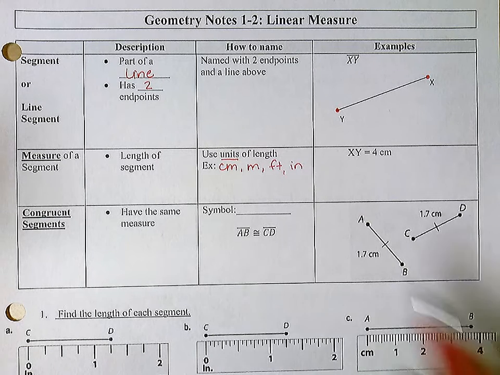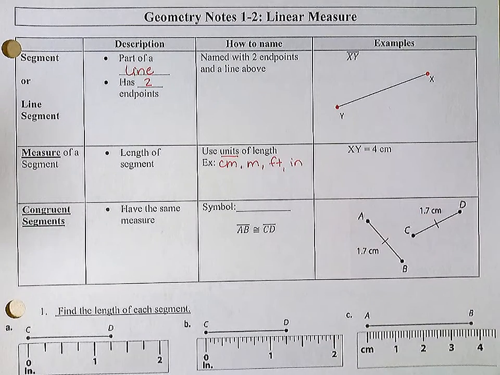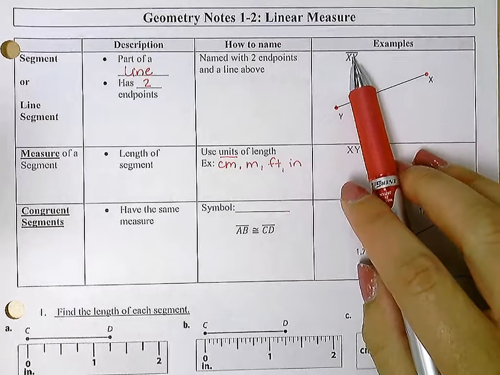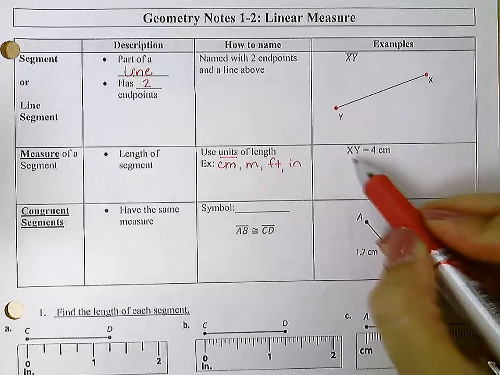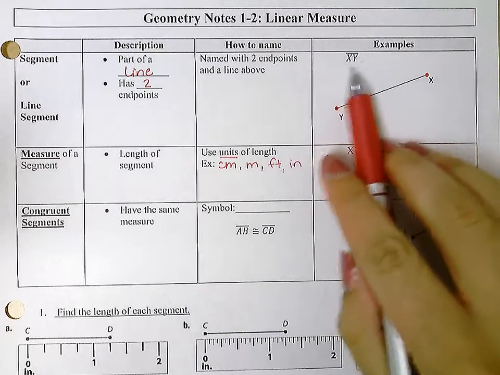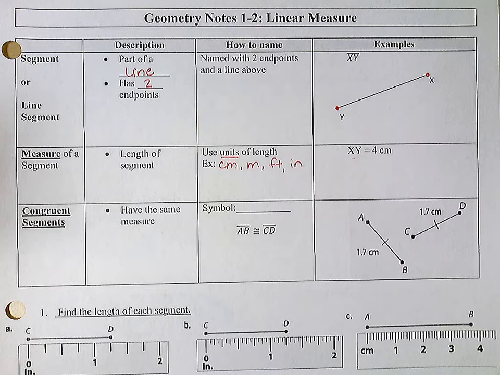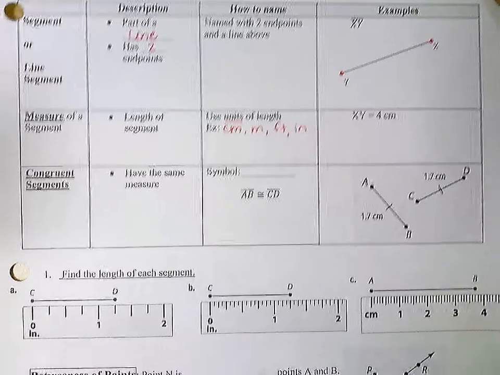So an example of that would be XY is equal to 4 centimeters. Now notice there isn't a segment bar above the X and the Y. When you're talking about segment measure, you don't include that segment bar. That's the difference between the two. This one talks about segment measure, so it actually has a measurement associated with it. This one is just talking about the segment in general, not its measure. That's usually a confusing topic for most.